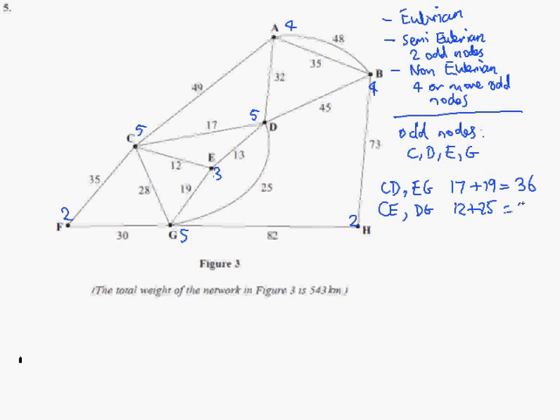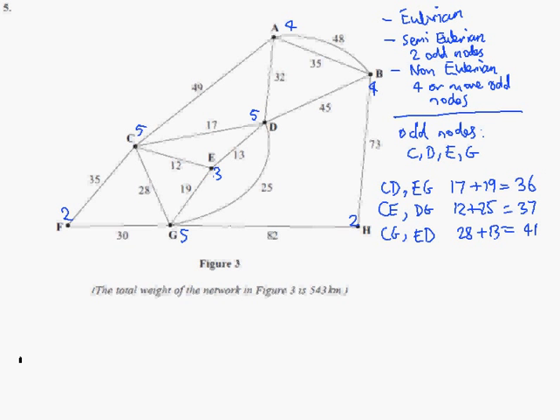And that comes to 37. But C doesn't have to go with E, C could go with G. So C to G, and that would mean E would go with D. So we'd have 28 plus 13, and that comes to 41. So then we think, okay, which is the shortest way to do it?